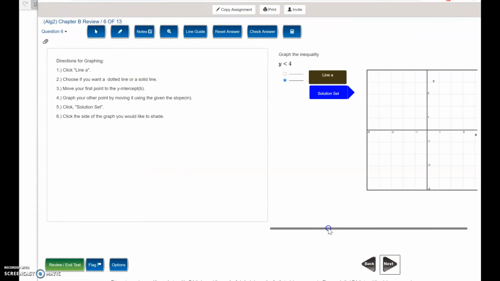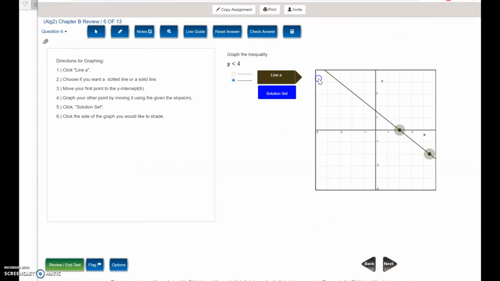You start by clicking line A. It puts something on the graph for you. You need to drag these points to make the line that you want. So I know this needs to be y is less than 4. Y is a horizontal line, so I'm going to make this a horizontal line.